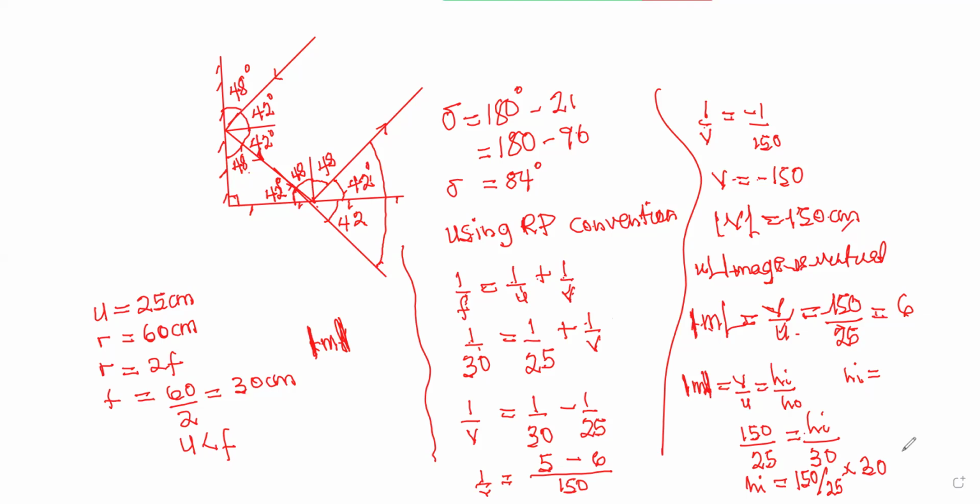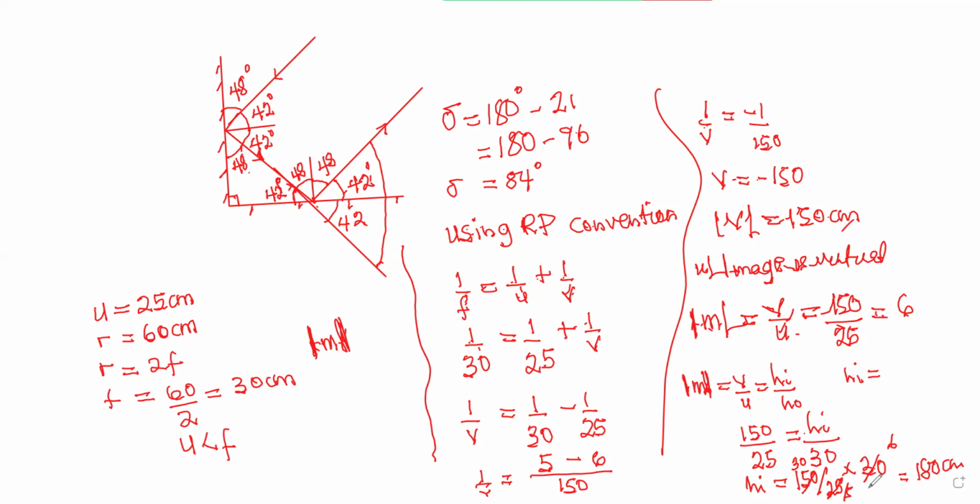All right. Okay, 5 will go into this 6. So please multiply that for me. Okay, 5 would also go into 150. That's 30. So 6 times 30. That's 180. Good. So the image height would also be 180 centimeter.